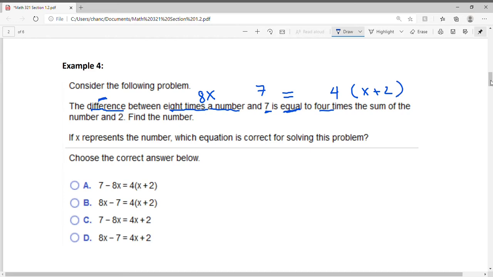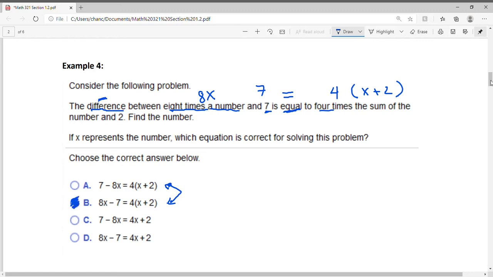So which one has a minus sign and an 8x and a 7? Well, that's going to be either of these options. But the one that has the 4 times x plus 2, it's got to be either A or B. So let's figure out which one it is. It says the difference between 8 times a number and 7. So 8x should be first, and there you go. So that means it's got to be B.